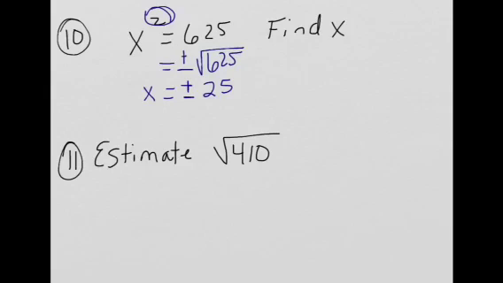To estimate the square root of 410, we're going to go ahead and take the square root of 410, and that is going to give us 20.248. And so because this 2 is less than 5, our estimate as an integer is going to be 20.